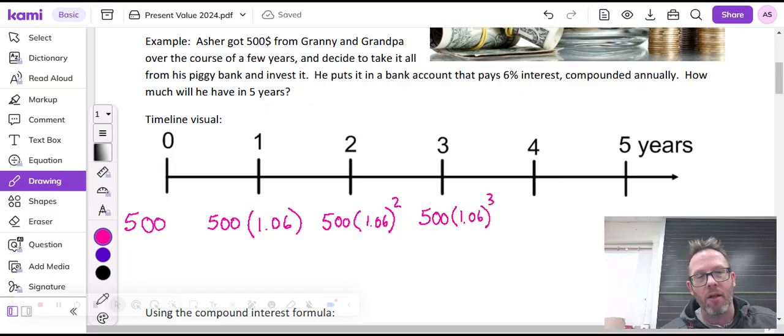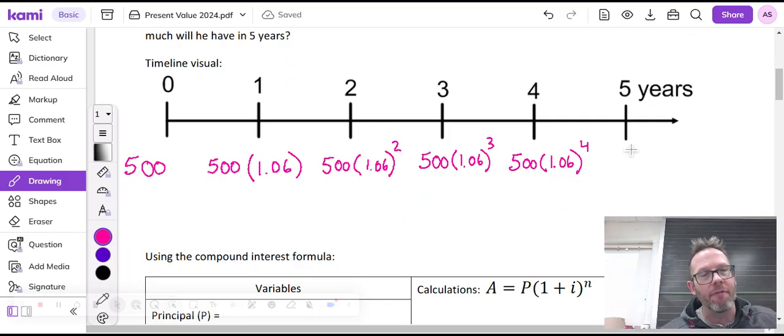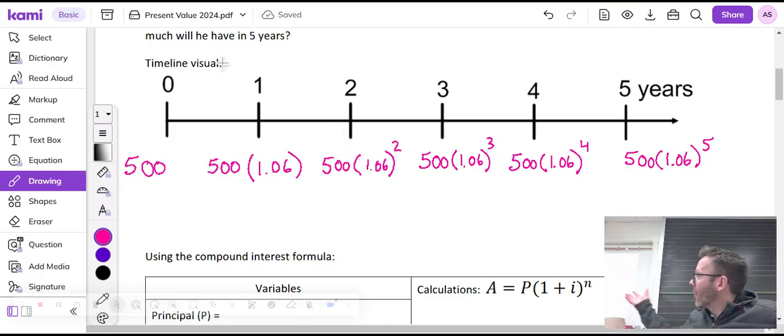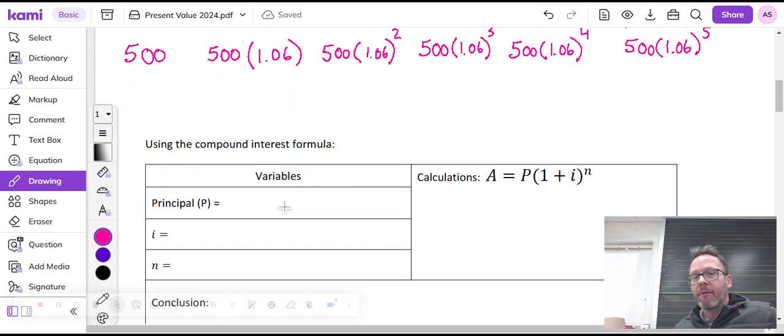1.06 to the power of 3. I mean, you guys get the idea. This is nothing new. And after 5 years, we would have 500 times 1.06 to the power of 5. And that would give us, this is a visual of what Asher's investment would grow to. And then how we would have done that problem yesterday using a table. Let's just do that now real quick.